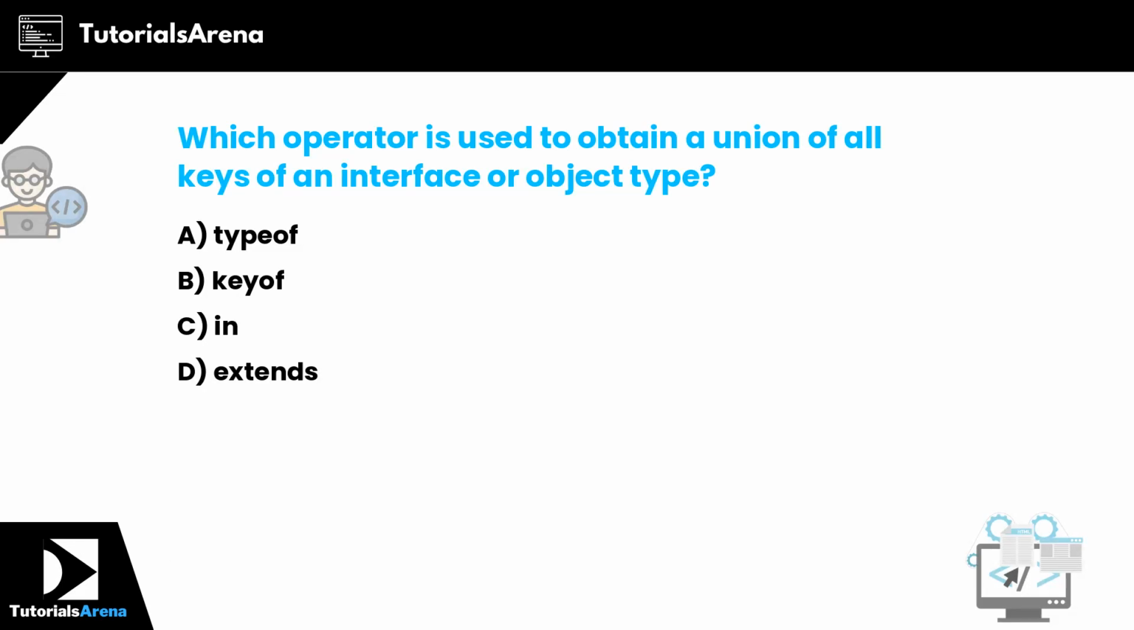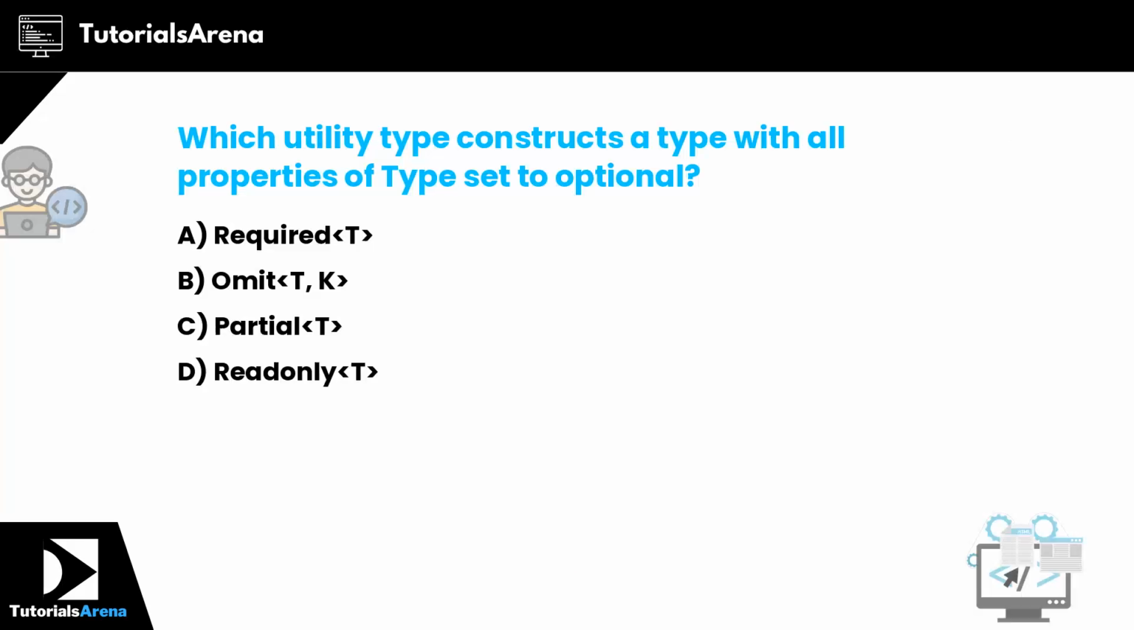Which operator is used to obtain a union of all keys of an interface or object type? The correct answer is option B, keyof. Which utility type constructs a type with all properties of type T set to optional? The correct answer is option C, Partial<T>.